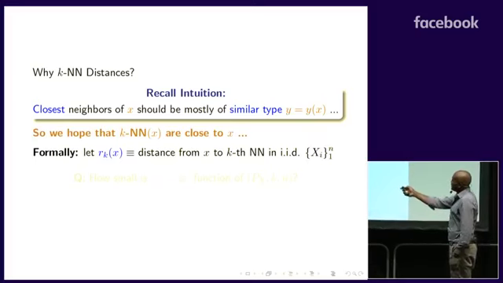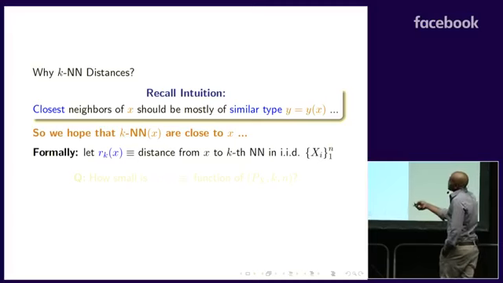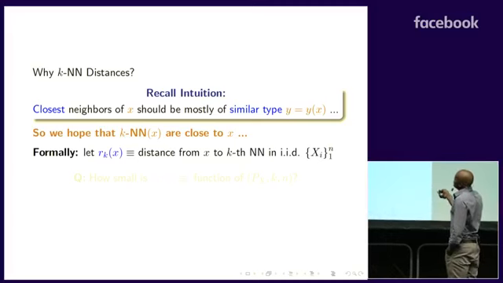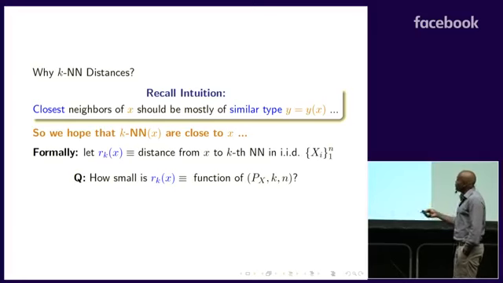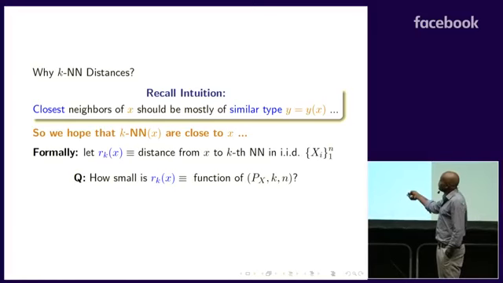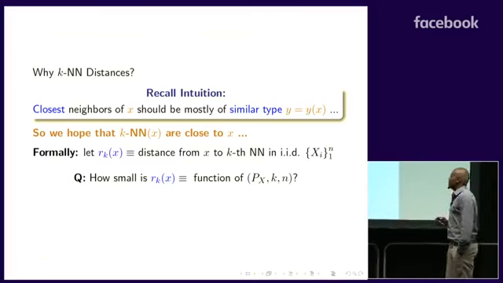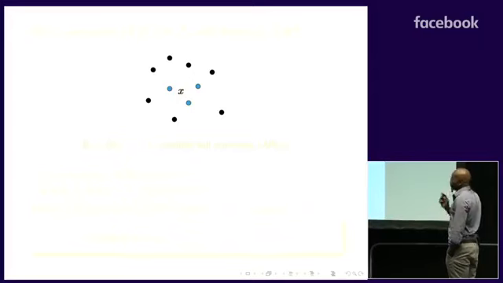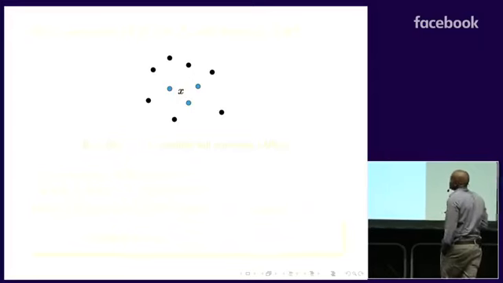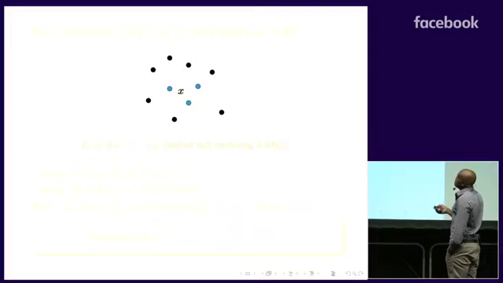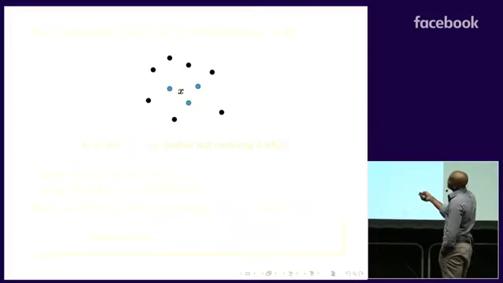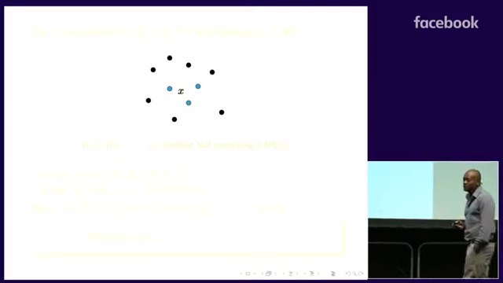Formally, let's define Rk of X, this simple quantity, as the distance from X to its kth nearest neighbor in IID data. And we want to understand this quantity as a function of the distribution, as a function of k and n. All right, so here is a basic intuition again. Let's look at this cartoon. These are the 3 nearest neighbors of X.